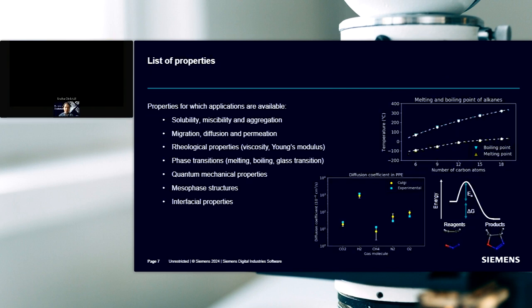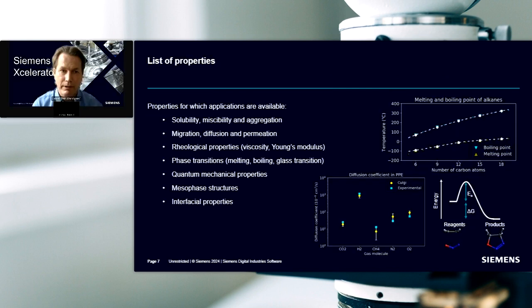And then the list of properties is actually quite vast. You see here some properties that you can calculate with Simcenter Culgi. It goes really all the way from solubility, miscibility, aggregation, interfacial properties, rheological properties, phase transitions. I will say a little bit about that as well, but also more quantum mechanical based properties. So it's all available in the solution.